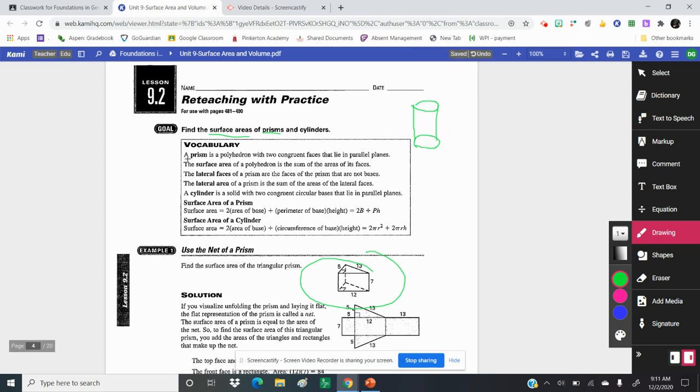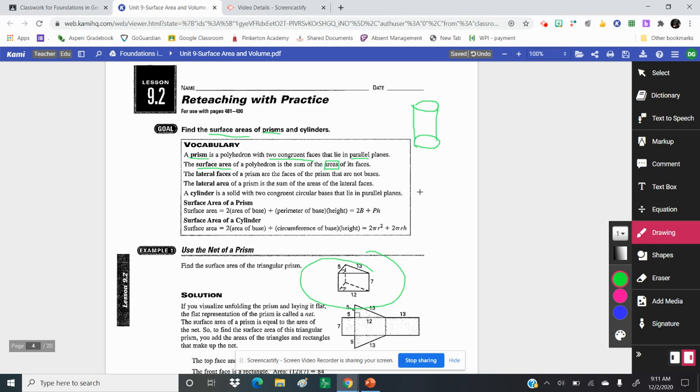All right, so once again, here's your vocabulary. The prism is a polyhedron with two congruent faces that are parallel. The surface area of a polyhedron is the sum of the areas of its faces. So you have to remember now, the surface area is going to be just the area going around.